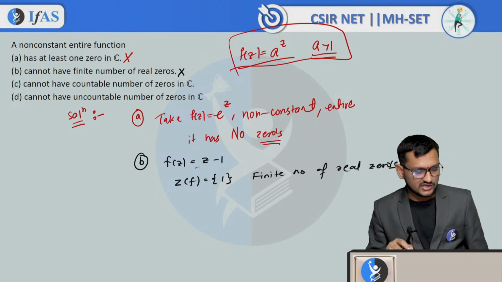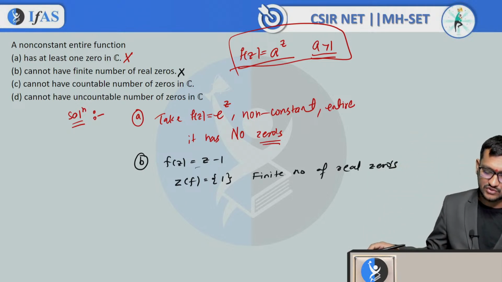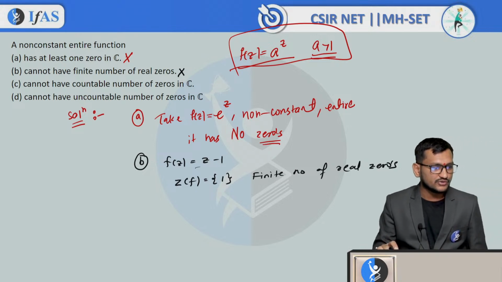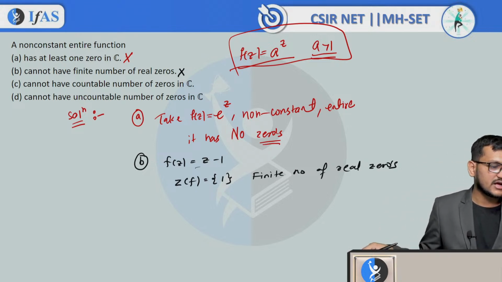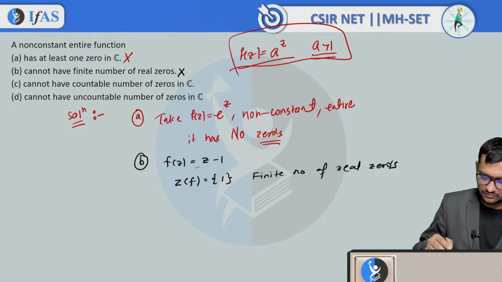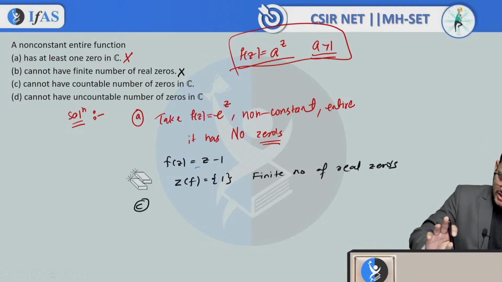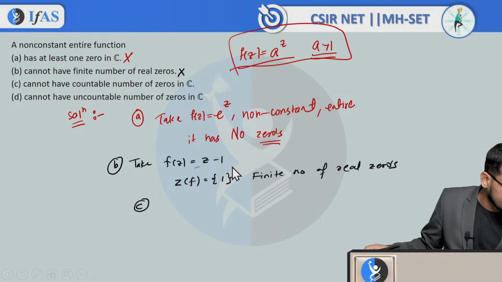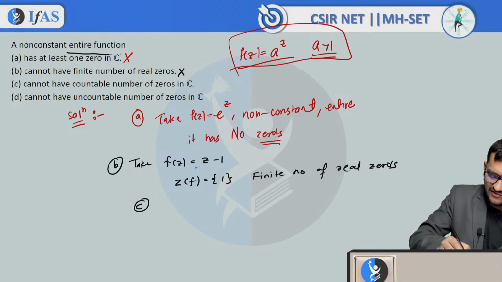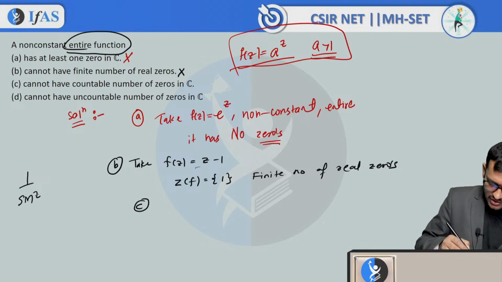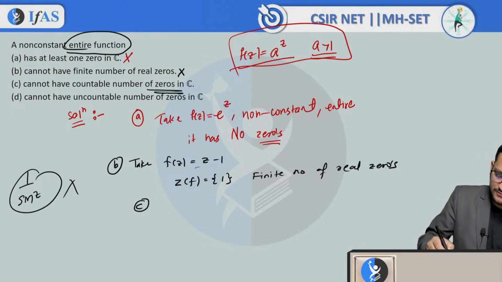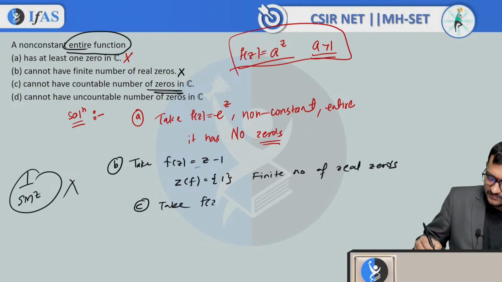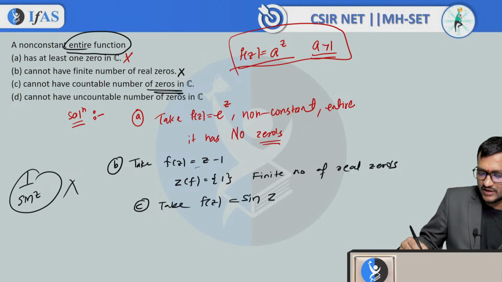What about C? Cannot have a countable number of zeros in C. Is it true? Can you produce f(z) which is non-constant and has a countable number of zeros? Any example? So here we have taken the counter example z minus 1. Can we take 1 upon sin z? No, we cannot take it because we need an entire function. 1 upon sin z is not entire. We need zeros. So why not take sin z itself? You can take sin z or sin pi z.